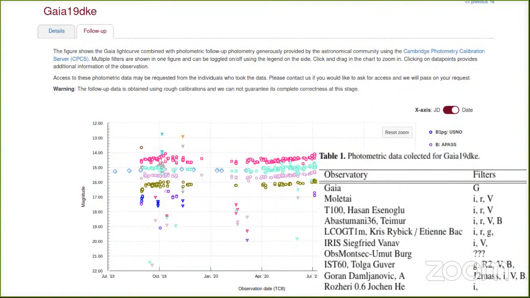Using this diagram, I quickly observed that there are now 10 observatories with Gaia; ground-based it is 9 observatories. I would like to draw your attention: if you did observations for this Gaia 19 DKE object, let me know if you are not on this list, on this table.